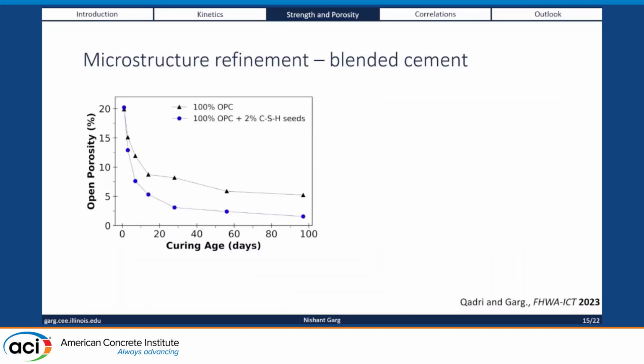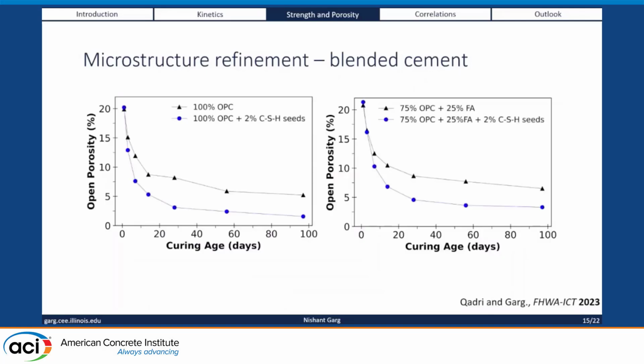The other thing we have been looking at is a blended system, and again, adding 2% CSH, you do see a decrease in porosity for different systems, which I think is also evidence that some kind of refinement is happening. And this is all available in this report that came out last year.